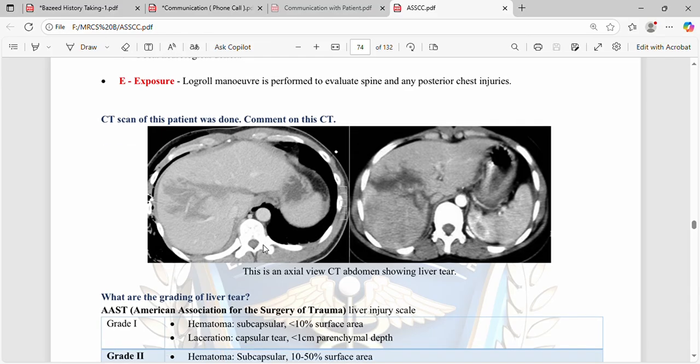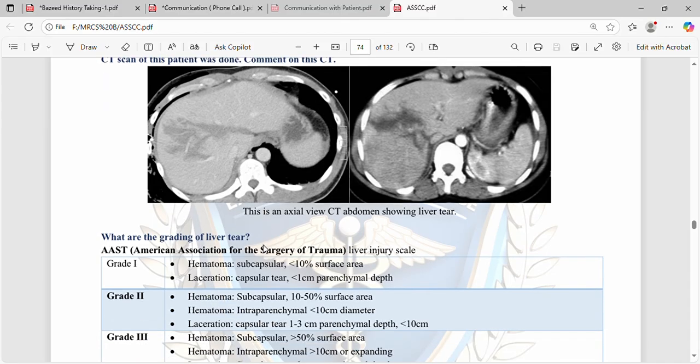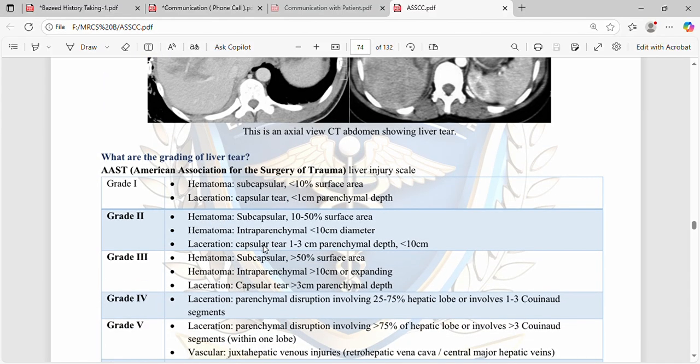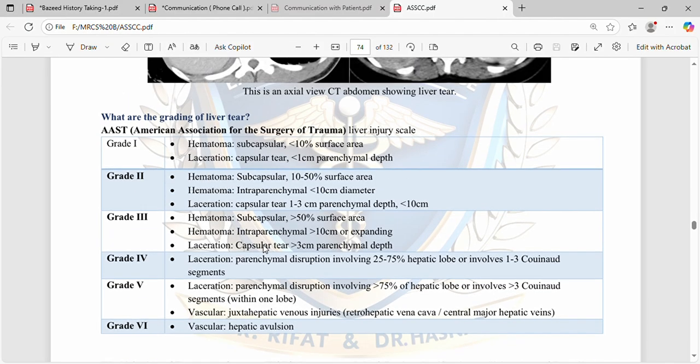Comment on this CT. There is a liver laceration, which is probably grade 5 or grade 4. Most probably grade 4. So what are the gradings of liver tear? This is like a nightmare for some people, so we are going to make it easy. First, just go for the subcapsular hematoma. This goes up to grade 3, and grade 4, 5 and 6 do not include this.